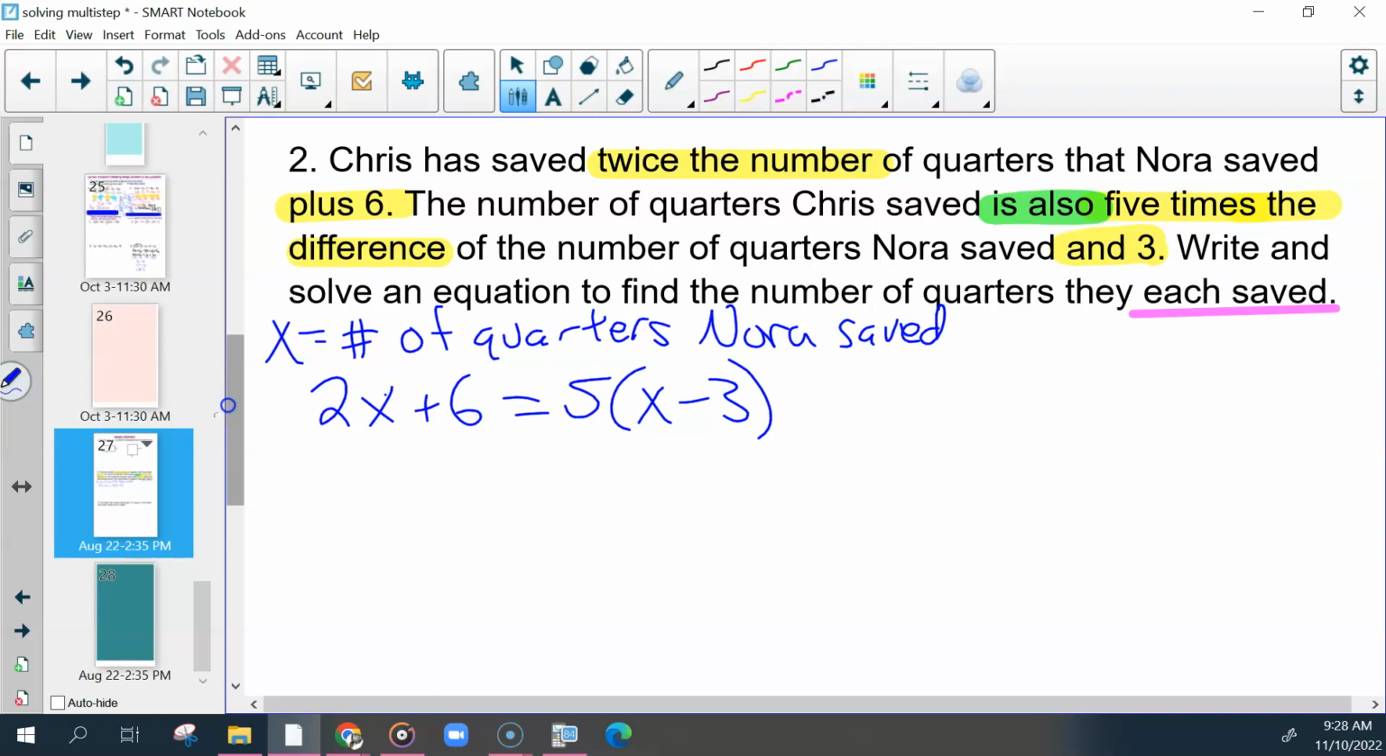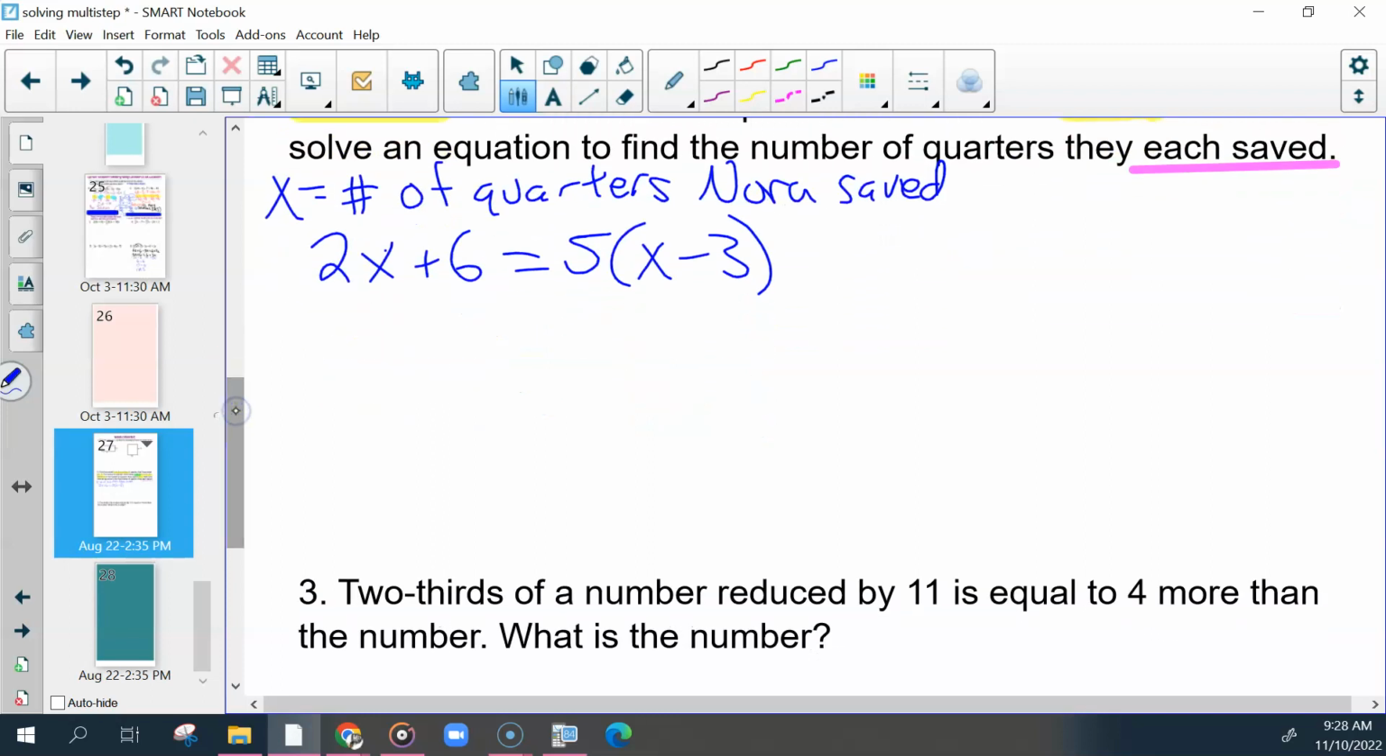So then we would need to solve, both for Nora and for Chris. So Nora's is going to get solved here once we figure out what x is, and then you'll have to go back and find Chris. So I'll help you find Nora's, and then you'll do Chris's. So distribute. Start to solve, pick what you want to move. I'm going to move 2x over. If that's not what you want to move, that's fine. And then add 15 to the other side.